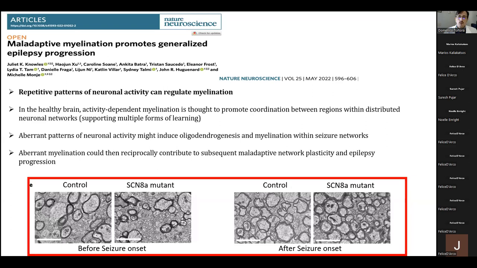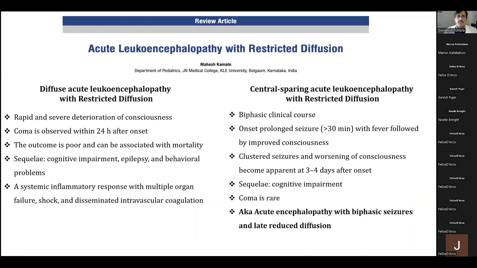the network of seizures. Of course, there are also other conditions, more severe and unfortunately more rare, where we have a more severe involvement of the white matter after seizure. These conditions were classified as acute leukoencephalopathy with restricted diffusion. And according to the neuroradiological pattern of restriction of diffusion, they can be classified into two main groups.